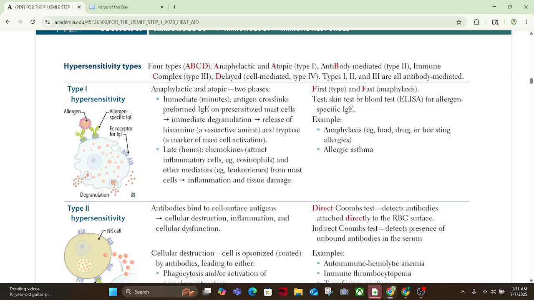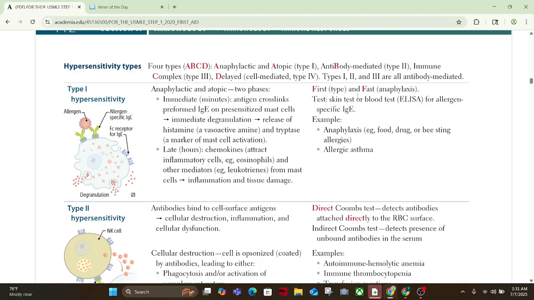So let's see. ELISA is a blood test. It is done to detect specific antigen or antibody, so that ELISA can detect the IgE. Okay, so how is this done? The ELISA test plate.